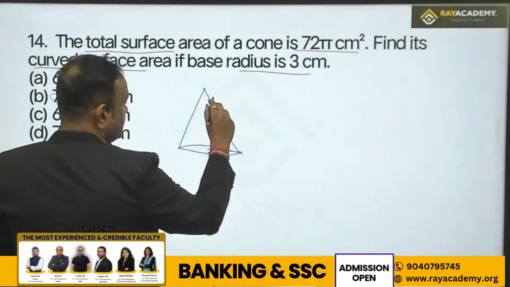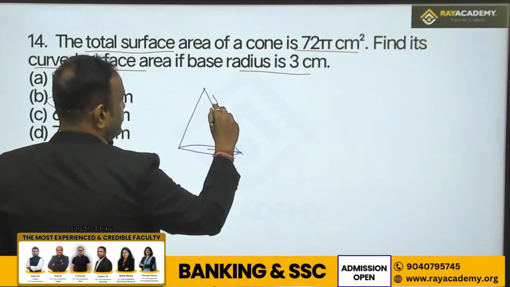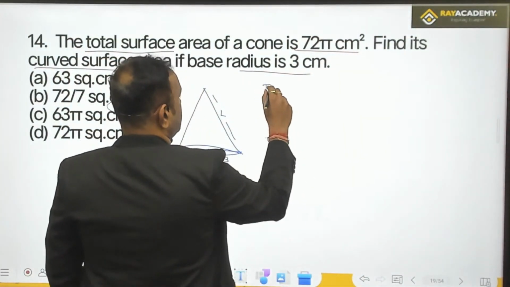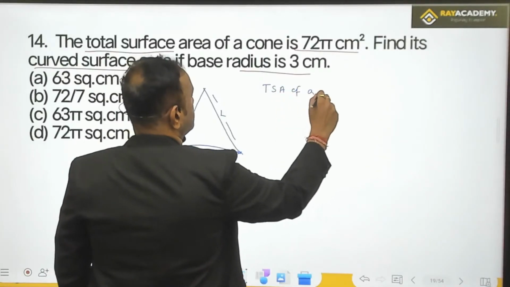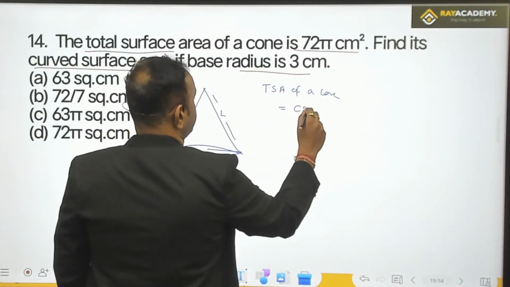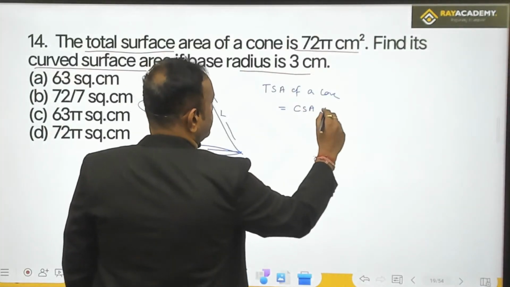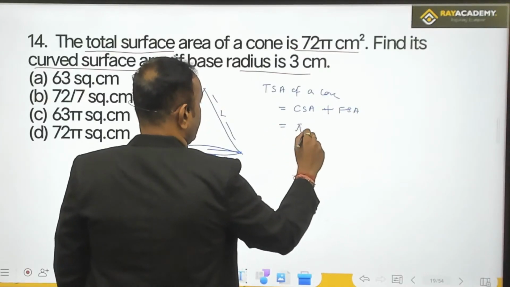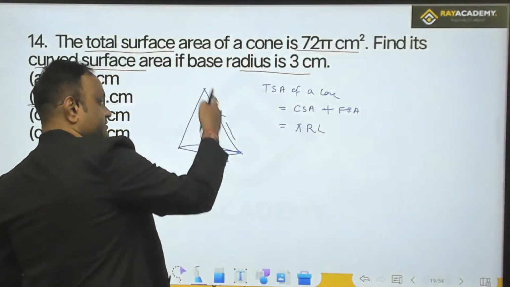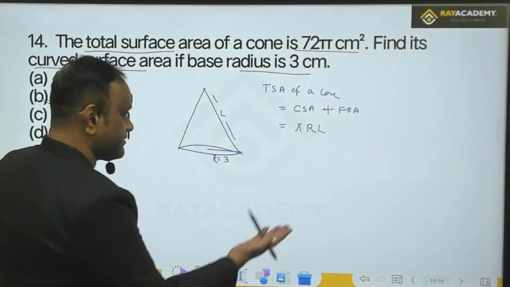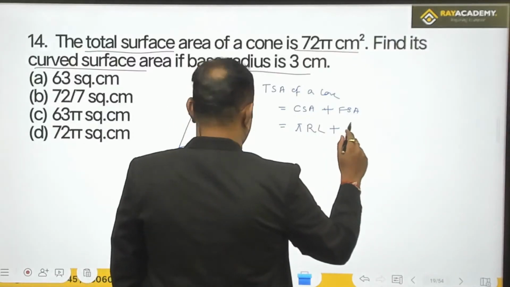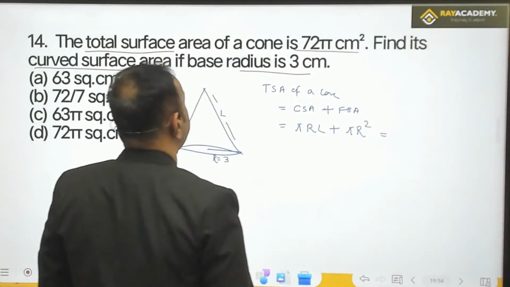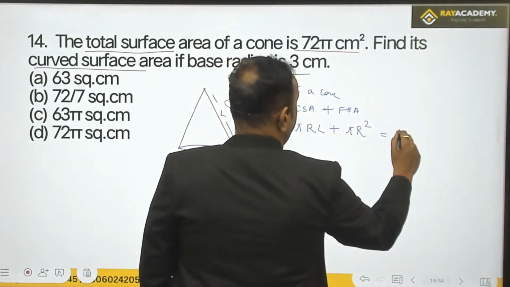Suppose this is the slant height, L. The total surface area of a cone is the curved surface area, or the slant surface area, whatever you say, plus the flat surface area. The curved surface area formula is pi r L, where r is the radius and L is the slant height, and the flat surface area is just a circle, so it is pi r square. This is given as 72 pi.